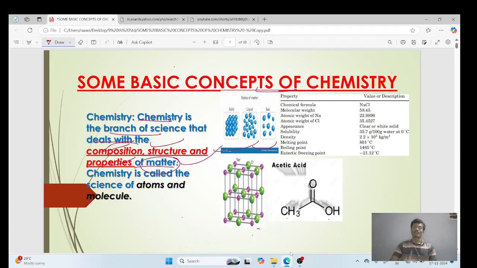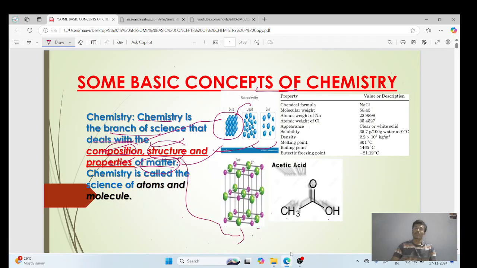Now, the composition of a solid. Here the solid particles are closely and tightly arranged with each other. There is no space between the two particles. In a liquid there is a little space between the particles, and there is some movement of the liquid particles. And in gases the particles are arranged far apart, and there is a huge space between two particles. The particles move randomly.